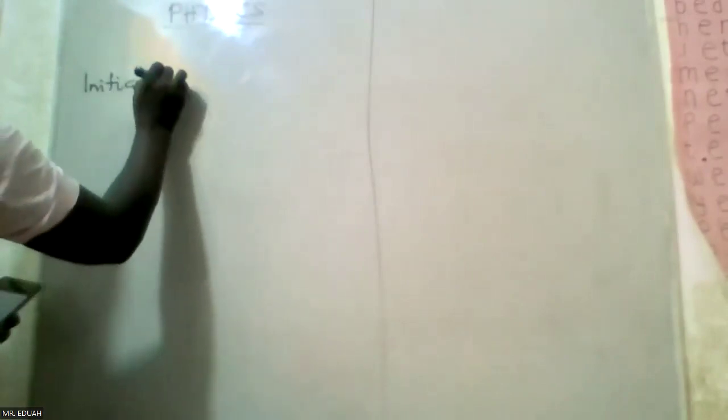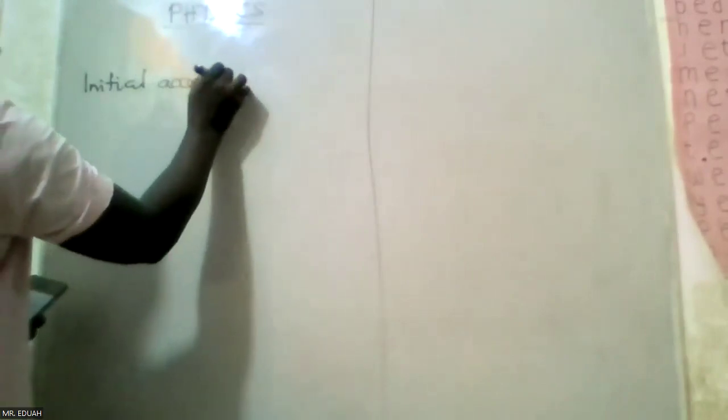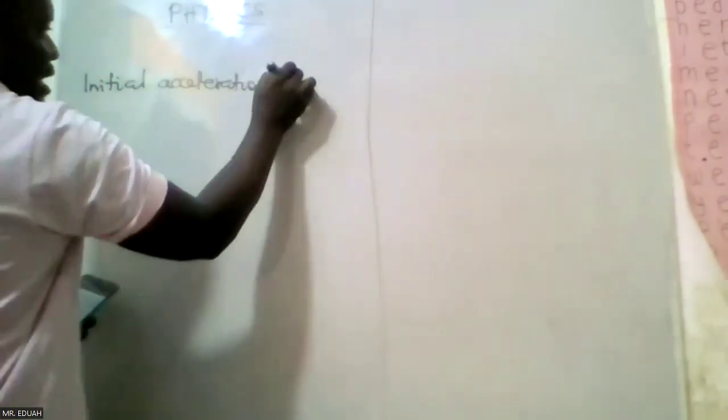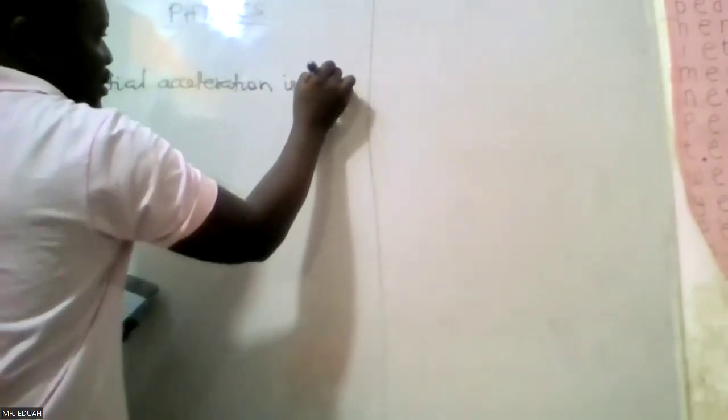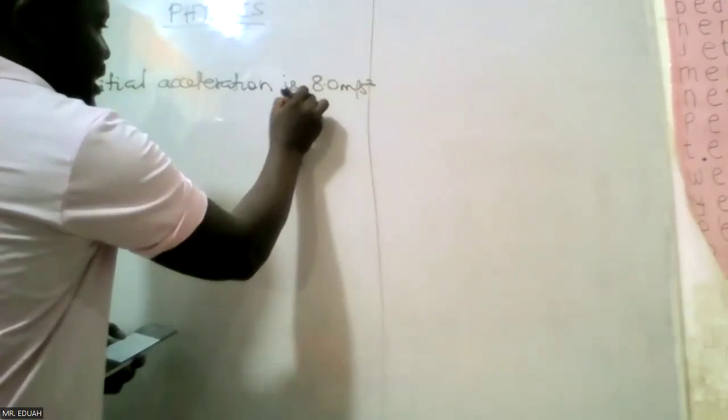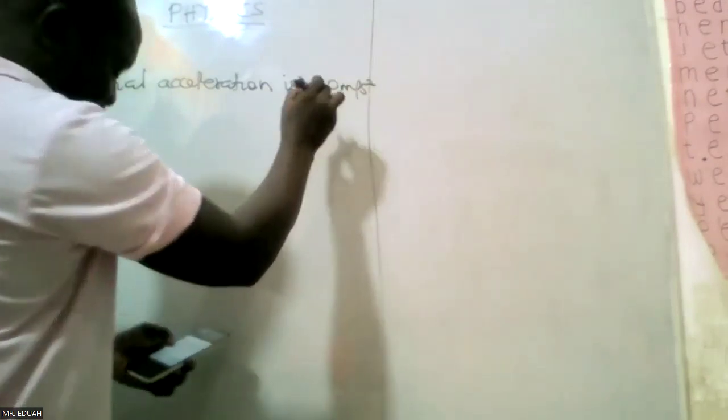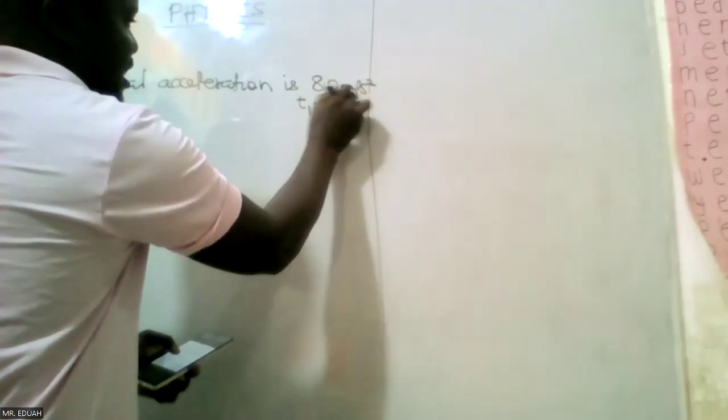So a body at rest is given an initial uniform acceleration. The initial acceleration of the body is 8 meters per second squared for 30 seconds. So this uniform acceleration happened for 30 seconds.